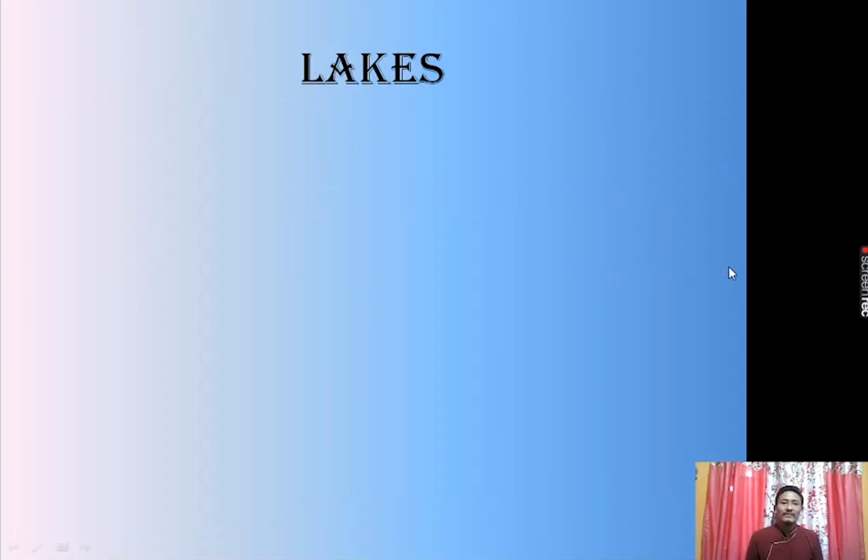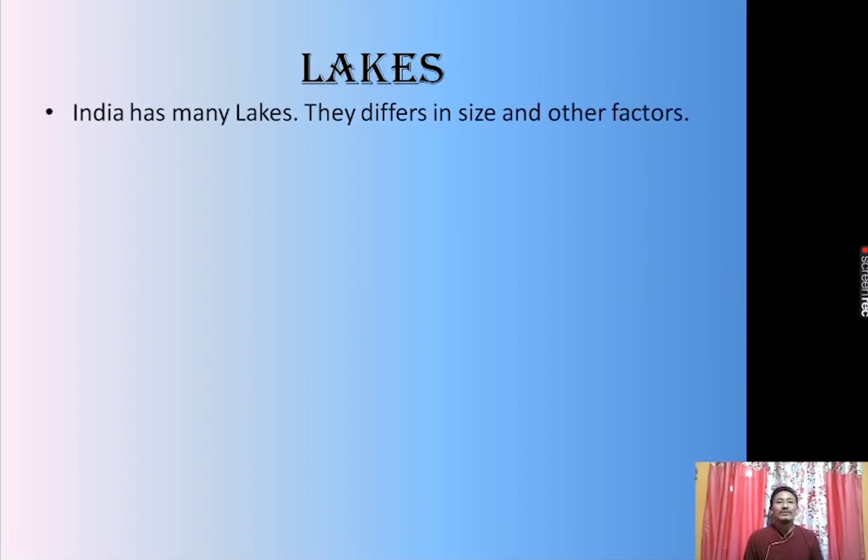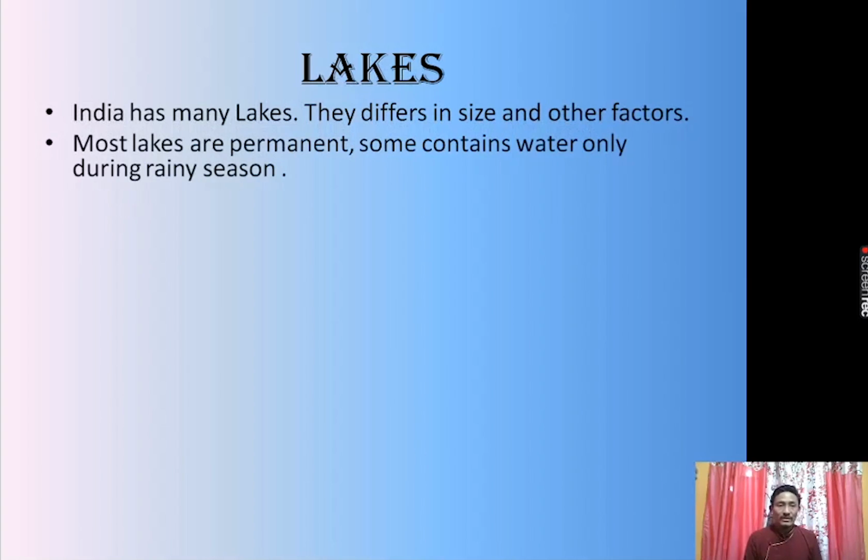All right. So after this we will come to the lakes. India has many lakes. They differ in size and other factors. Most of the lakes are permanent. Some lakes contain water only during the rainy season. As I've already mentioned, the source of some rivers and lakes depends upon the rainfall, or amount of rainfall received by a particular geographical area.